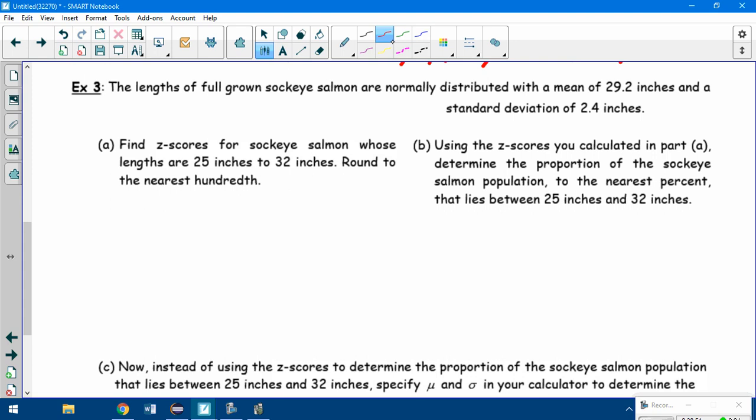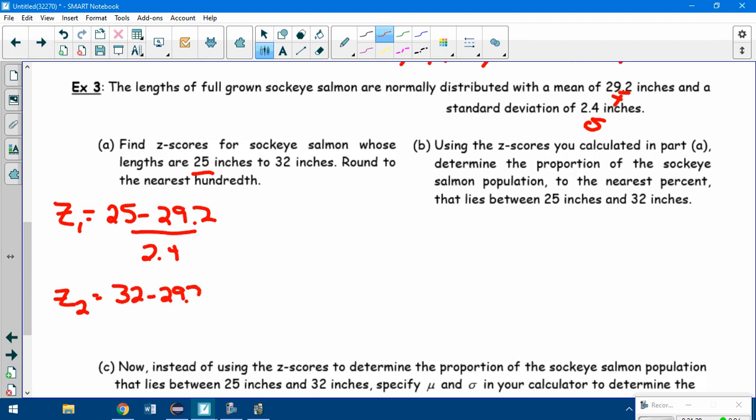The lengths of full-grown sockeye salmon are normally distributed with a mean of 29.2 inches and a standard deviation of 2.4. Find the z-scores for sockeye salmon whose lengths are 25 to 32 inches, down to the nearest hundredth. Okay, so I just told you didn't have to do this anymore, but just to take you through this, lower is 25 minus the mean of 29.2 divided by a standard deviation of 2.4. And I have to find the other one too. So 32 minus 29.2 over 2.4.